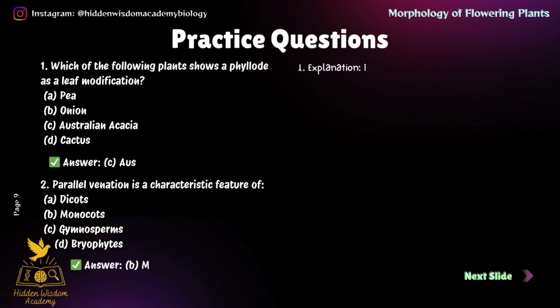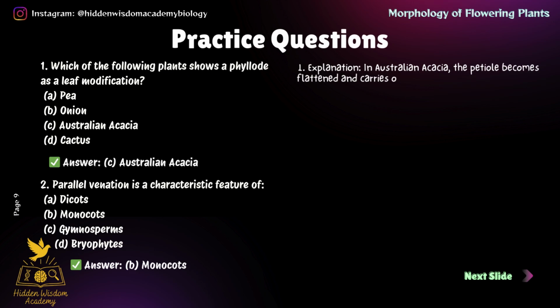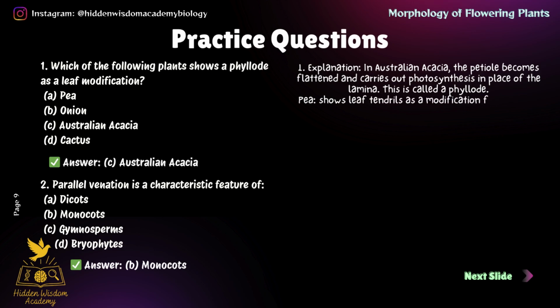Let's practice a few questions to test your knowledge. Let's start with question 1. Which of the following plants shows a phyllode as a leaf modification? Option A. Pea. Option B. Onion. Option C. Australian acacia. Option D. Cactus.